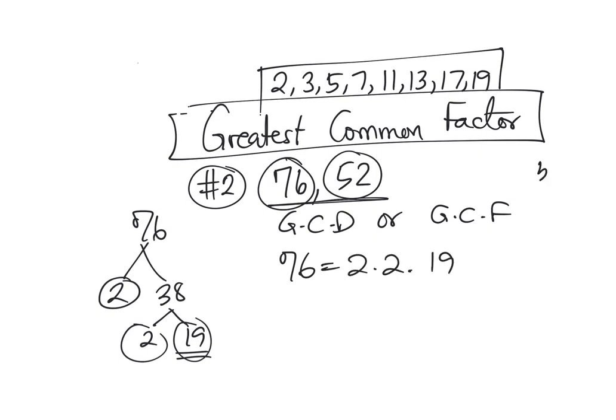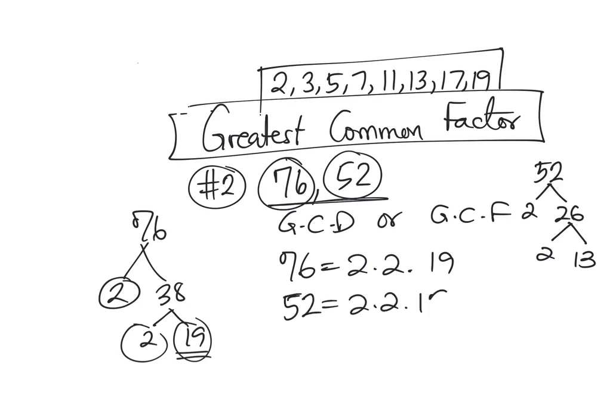How about 52? You take 52, break it down, you get 2 and 26. You break 26 down, you get 2 and 13. So 52 is 2 times 2 times 13. So we've prime factorized each of those numbers. If you're struggling with the current topic, or if you have any concerns, what you do now is go back and look at prime factorization so you get comfortable with that.